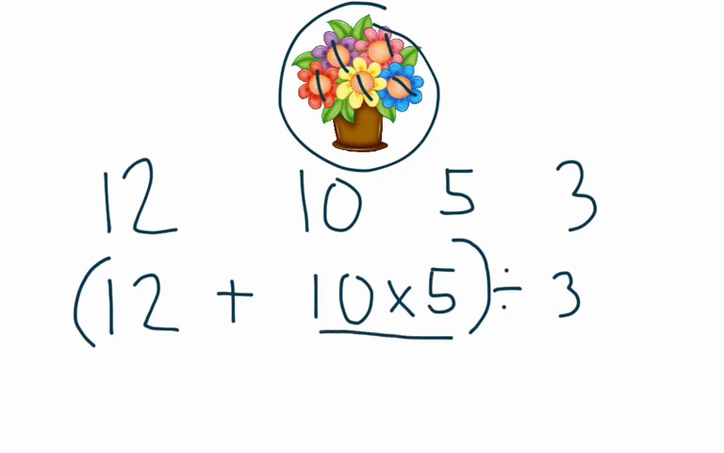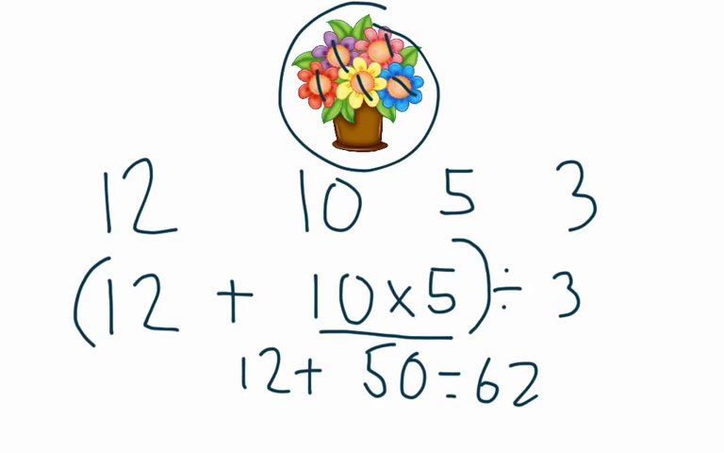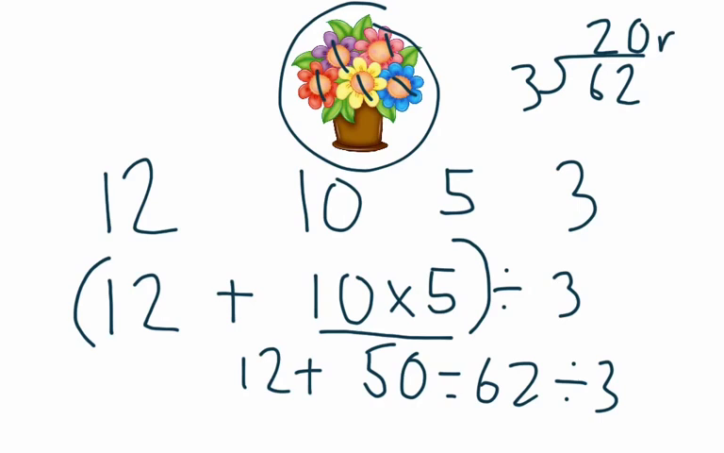So now I'm going to get the total amount of flowers, which is, now we follow our order of operation of saying 10 times 5 is 50, plus 12 is 62. Okay? Now I have to take 62 and divide it by 3. So let's do that up here. 3 into 62. How many times does 3 go into 6? Twice, with 0 left over. How many times can 3 go into 2? 0 times, with a remainder of 2. So I'm going to give flowers to the first 20 people who walk in, and I'm going to have 2 flowers left over. All right?